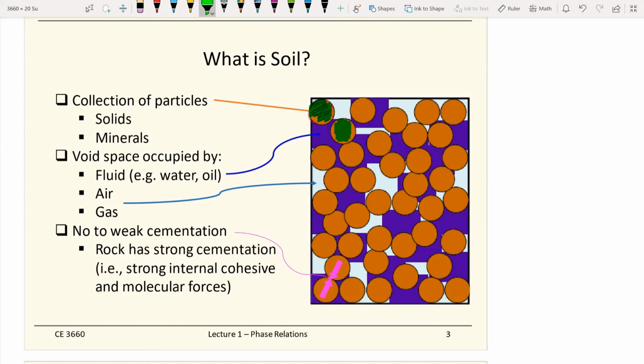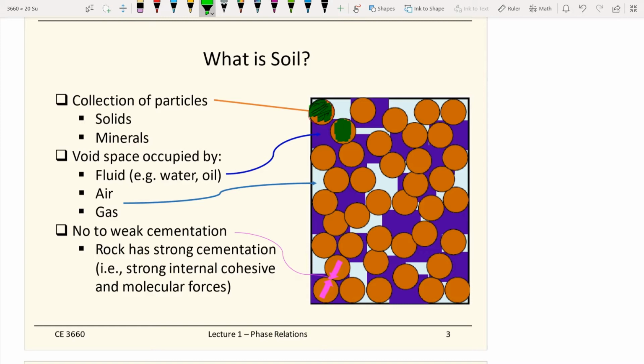This lecture is about phase relationships. Throughout this lecture, we will do basic calculations. At the end of this lecture, the expectation is that students can do basic calculations to find the weight and volume relationships between those phases. The phases are the solid phase, the water phase, and the air phase.